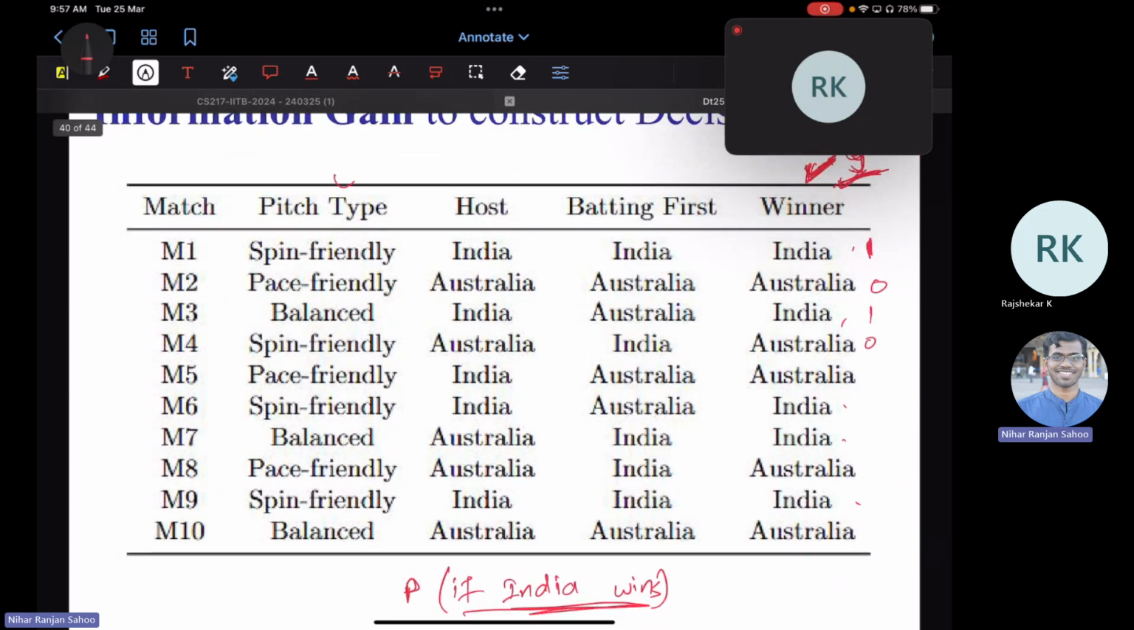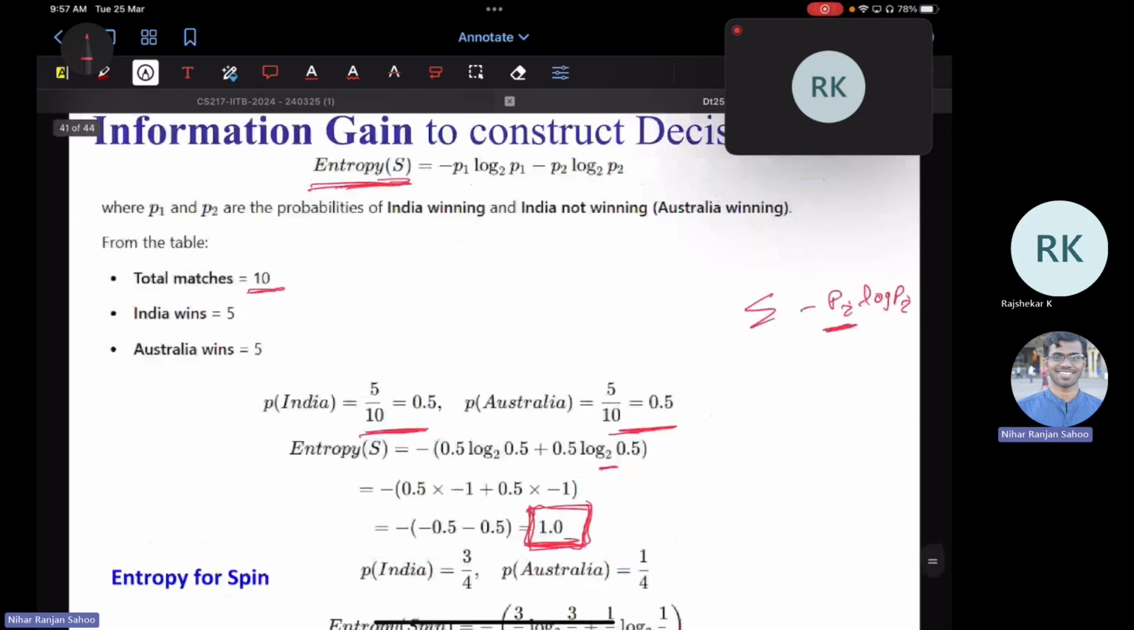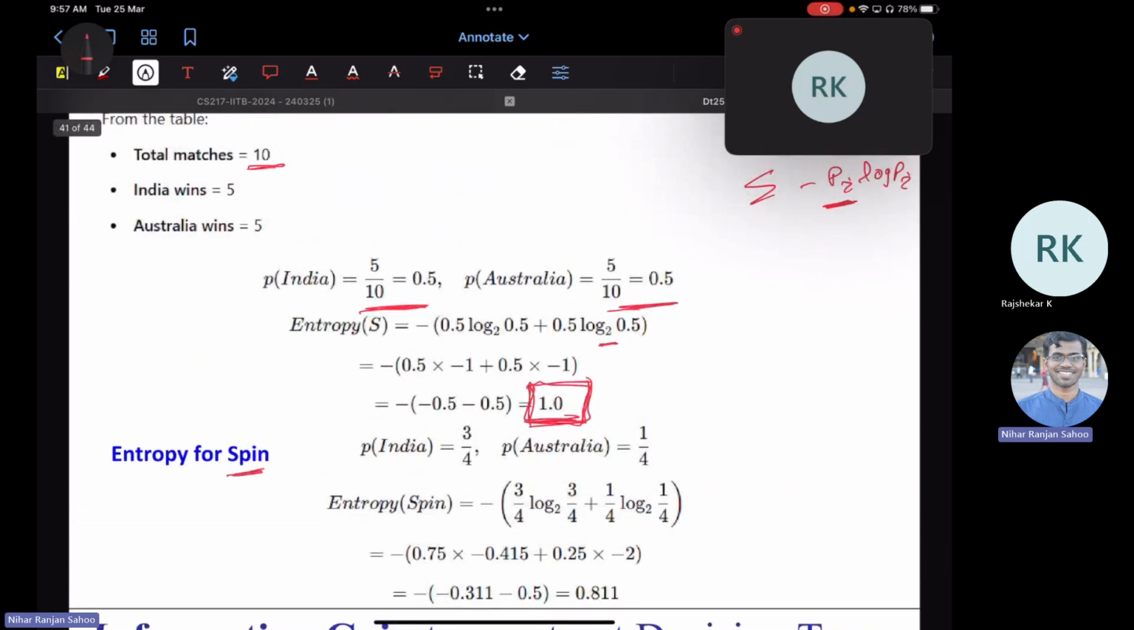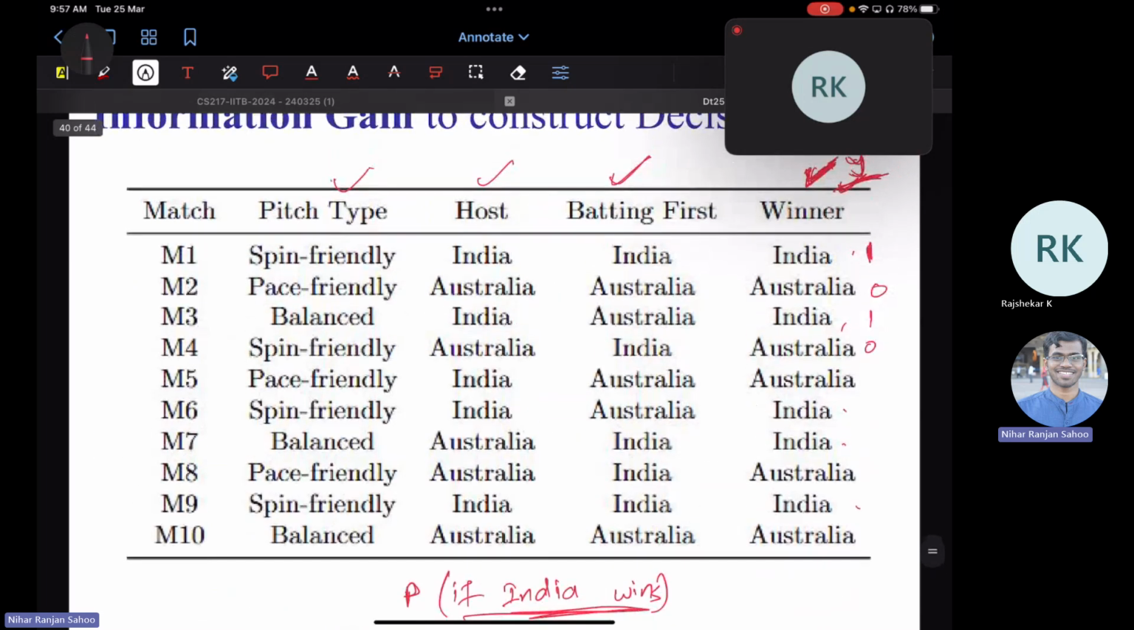Now we have to decide which feature to split on. Which feature do we split on? The feature that will give us the highest information to predict y. So how do we decide? We'll compute the entropy of each. Let's say I'm starting with pitch type. So pitch type has how many categories?